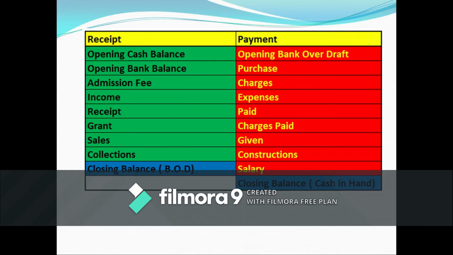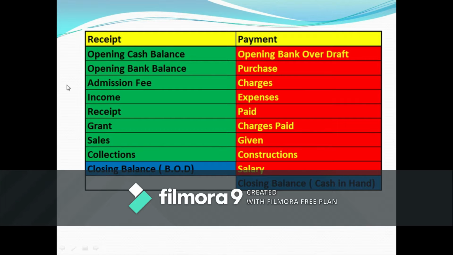Before going to the sum, a basic rule is how to prepare receipt and payment account. The receipt and payment account always starts with opening balance and ends with closing balance. Opening balance of cash and bank, closing balance of bank.